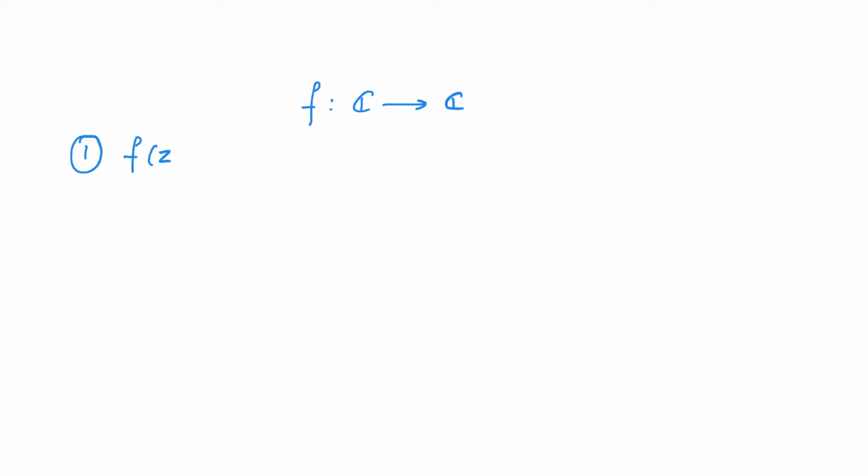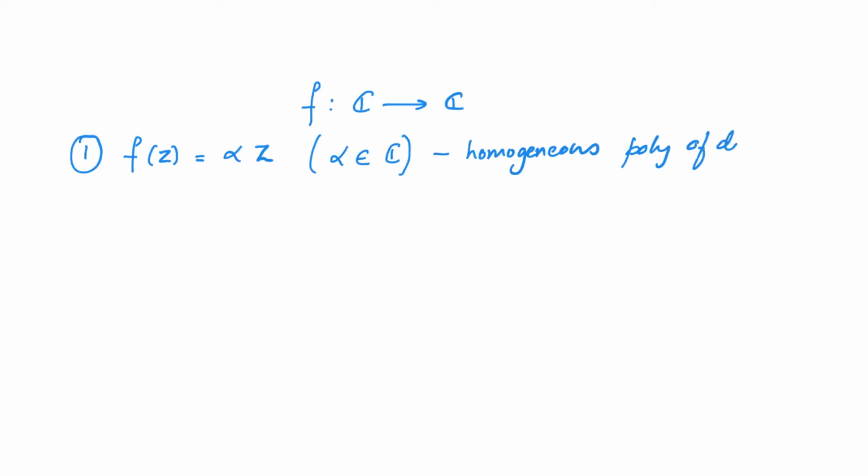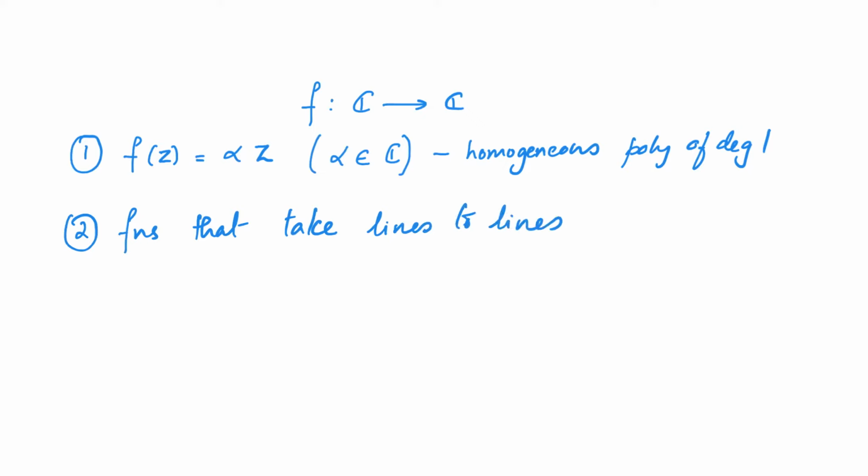From our discussion so far, we can look at three possible ways of defining linear functions. First, we can define linear functions to be functions of the form f of z is equal to alpha z. In this case, we would want alpha to belong to C because we are just looking at homogeneous polynomials of degree 1. And these are precisely the homogeneous polynomials of degree 1 with complex coefficients. Or we can call functions that take lines to lines as linear. And this is similar to what we had seen earlier.